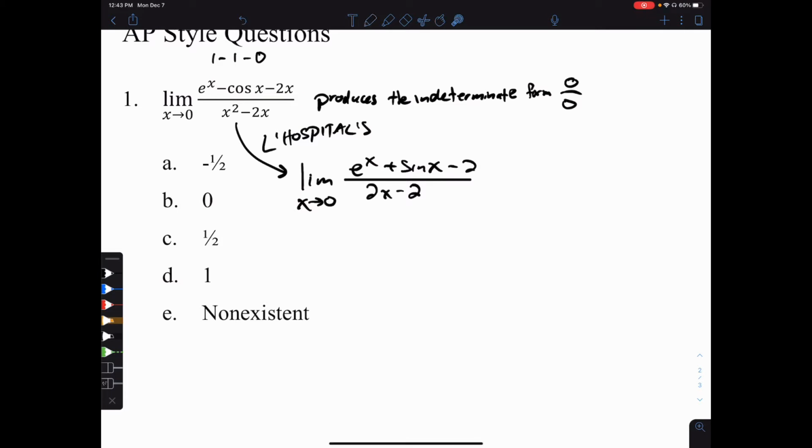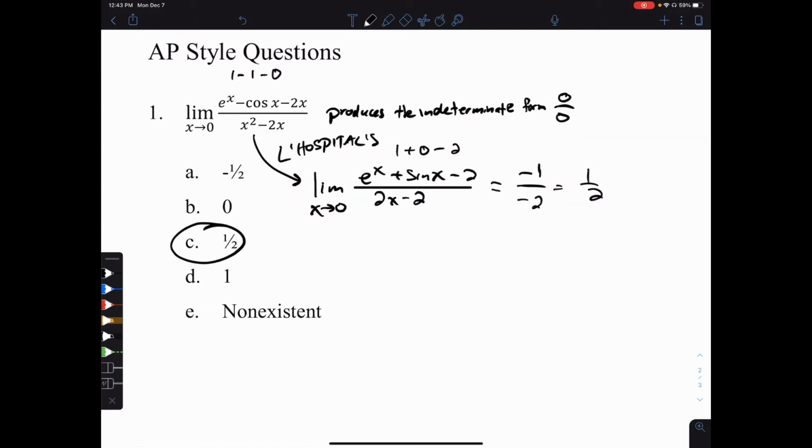Let's see what this would be. If we put 0 into the bottom, we would get 0 minus 2, which is negative 2. If we put it into the top, we would get e to the 0 is 1. Sine of 0 is 0. And then minus 2 from that, we would get negative 1 over negative 2, which would be positive 1/2. That's answer C.